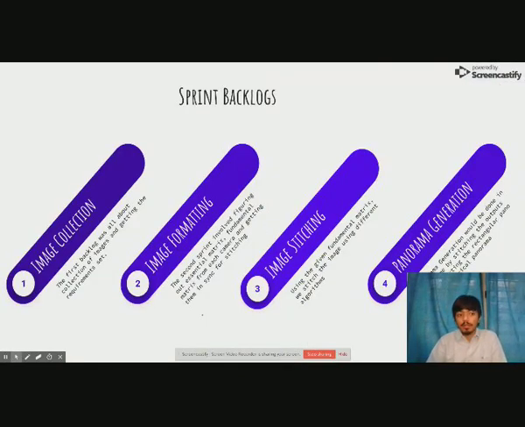The sprint backlogs. So basically, we had four major sprints in our entire project. The first being image collection, that, as I mentioned before, was collection of different sets of images from the Intel RealSense 2 cameras. The second step being image formatting, which involved figuring out the essential and the fundamental matrices which would be used in stitching of these images.